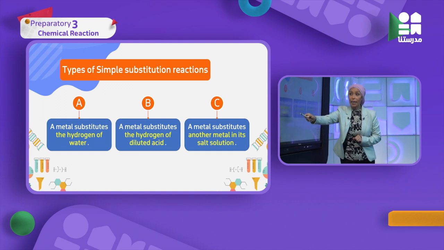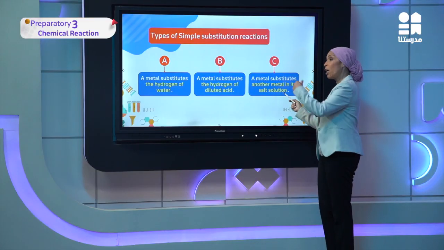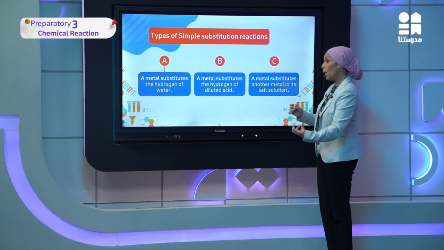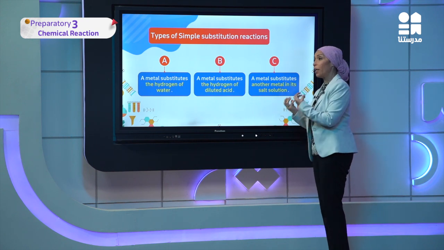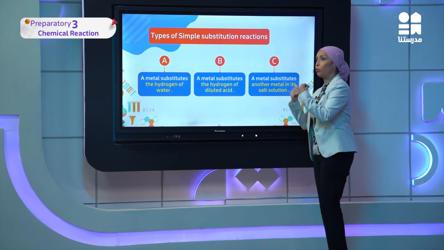The second one, here I will use hydrogen and water. I will also use a chemical reaction with hydrogen, in that all acids contain hydrogen, so I will put it with acid. And another type, which is the third one, is that the metal will substitute another metal, a stronger metal substitutes another metal that is weaker than it. Weaker in what? Again, in the CES.